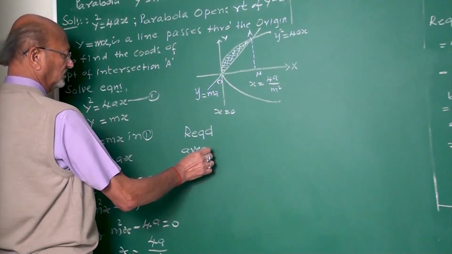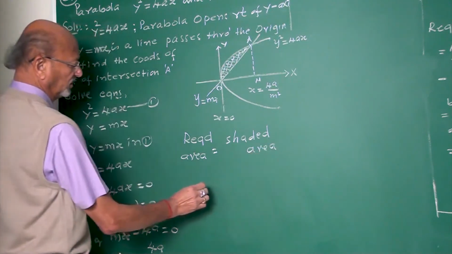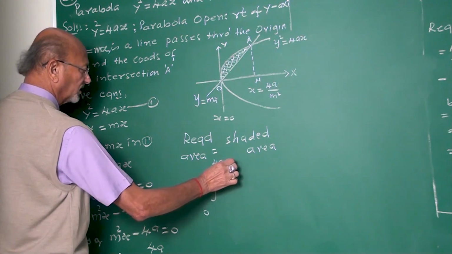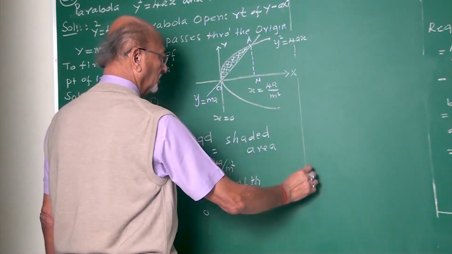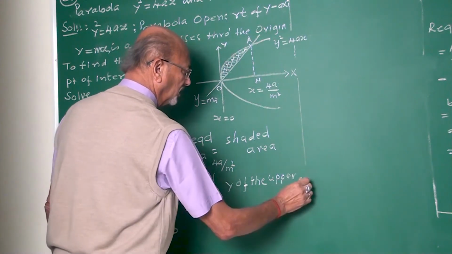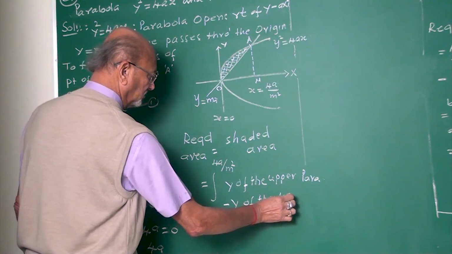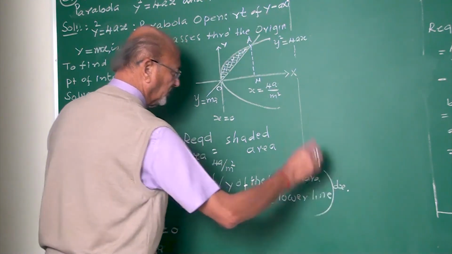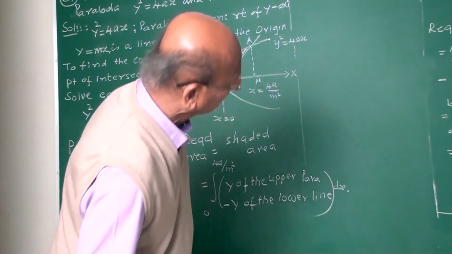Required area, that is the shaded area. What is it? It is the integral, lower limit 0, upper limit 4a upon m square, of y of the upper, the upper is the parabola, minus y of the lower line. This you must integrate with respect to x. The rest of the part is, my friends, integration. Yes, put the values.